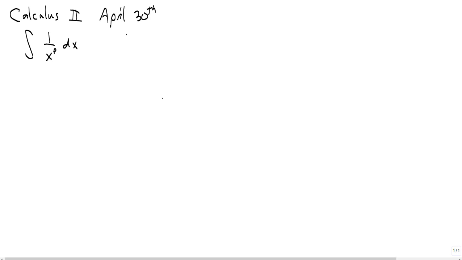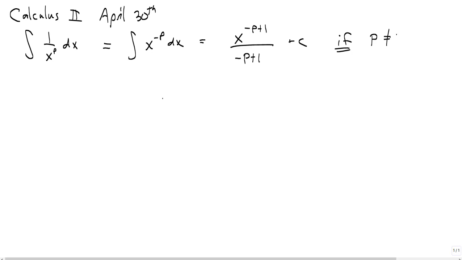Now, hopefully we all realize that this depends on what p is. This is the integral of x to the minus p dx, which generally becomes x to the minus p plus 1 over minus p plus 1, plus c, if p is not equal to 1, and it equals the natural log of x plus c if p does equal 1. So that's how this integrates.